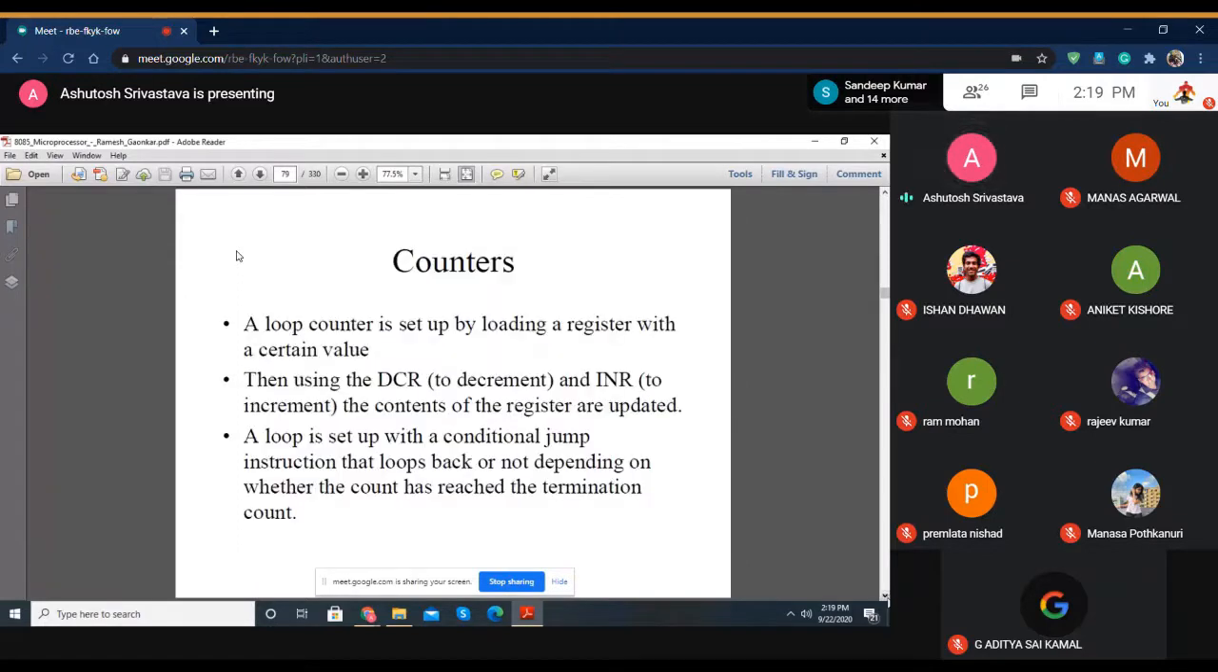So please note down what is a counter. A counter is set up by loading a register with a certain value and using the instruction DCR or INR to update the contents of the register.